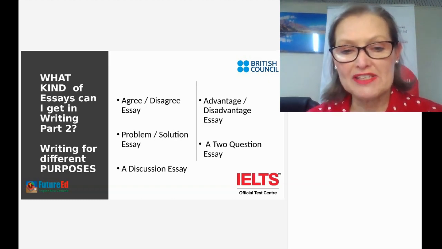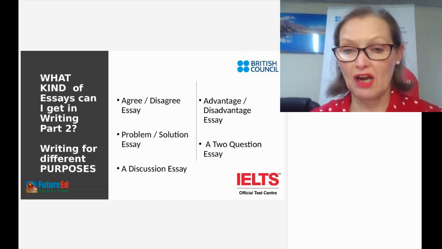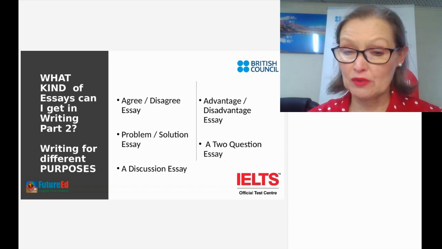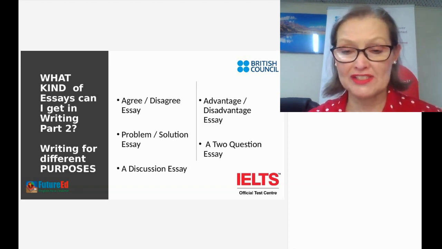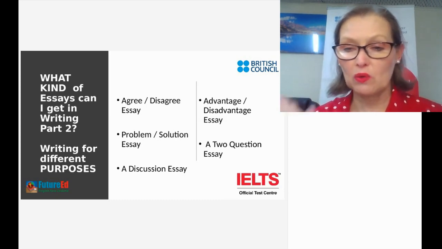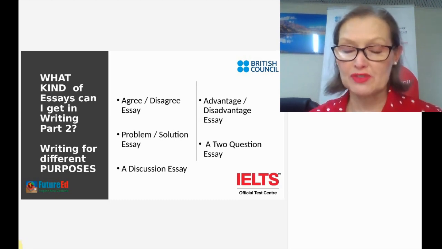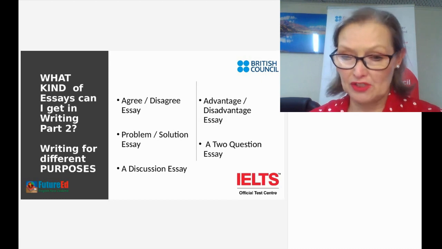So we have to write an essay, and there are 5 different kinds of essays that we might be asked to write. I've broken them down into roughly 5. So we all know about an agree, disagree essay, or an advantage, disadvantage essay. And these are what we call two-sided essays. So we need to argue, we need to talk about points on both sides. Then we can get a problem solution essay, and that one has a different structure.